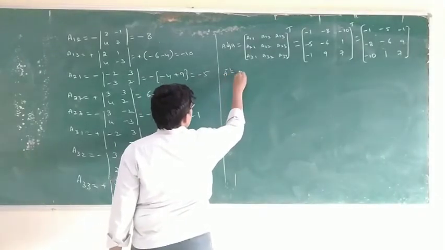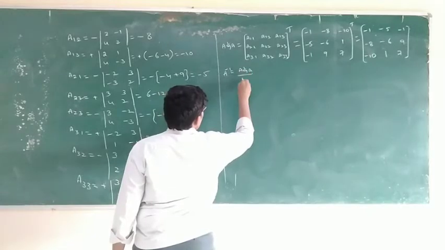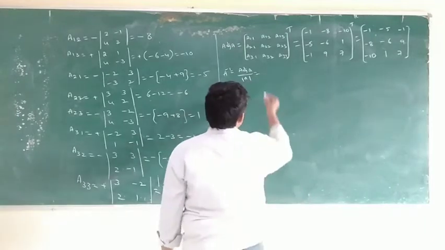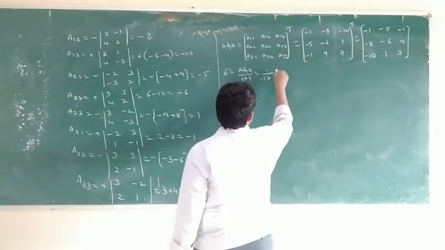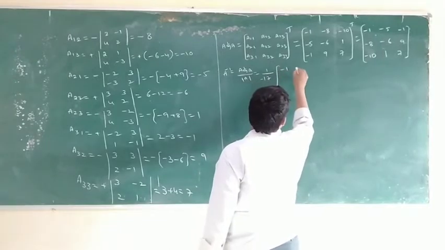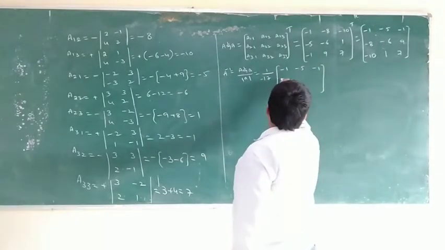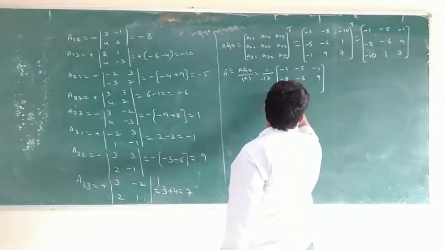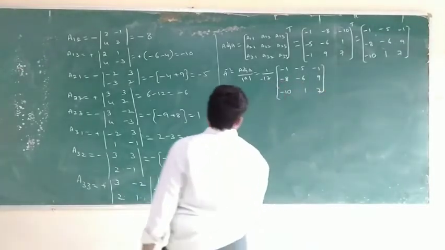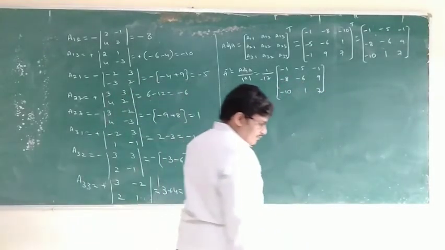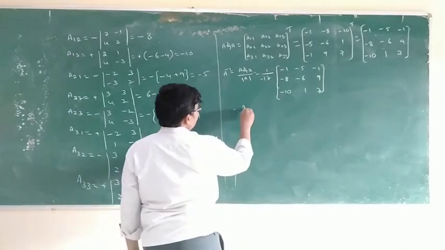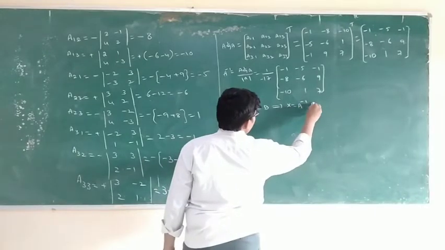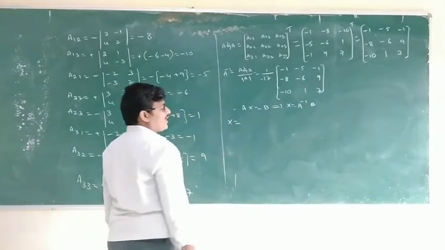So next, A inverse is equal to adjoint A by det A. The det A value is minus 17. So 1 by minus 17 into the matrix minus 1, minus 5, minus 1, minus 8, minus 6, 9, minus 10, 1, 7. This is A inverse. Next, what is the form? Ax is equal to B. That implies x is equal to A inverse into B. Actually, x is the variable matrix.